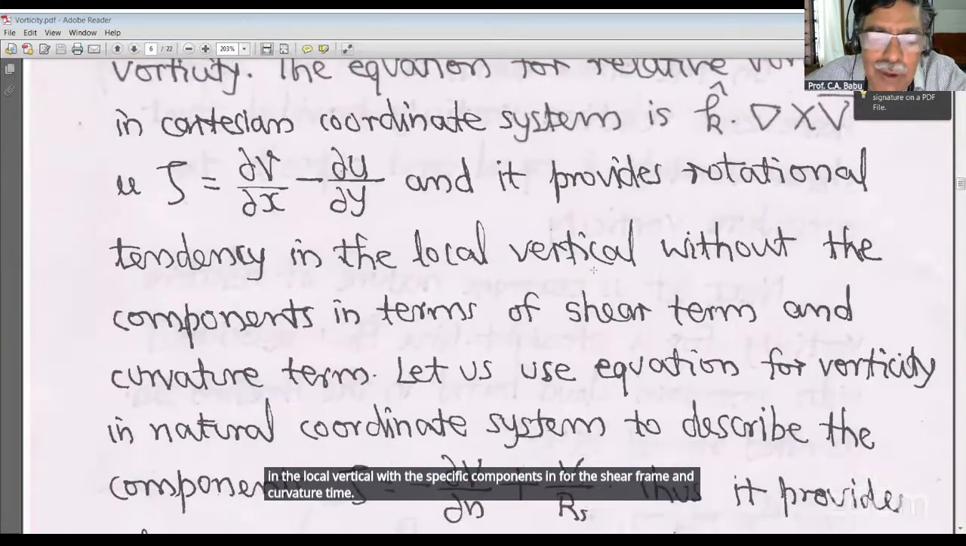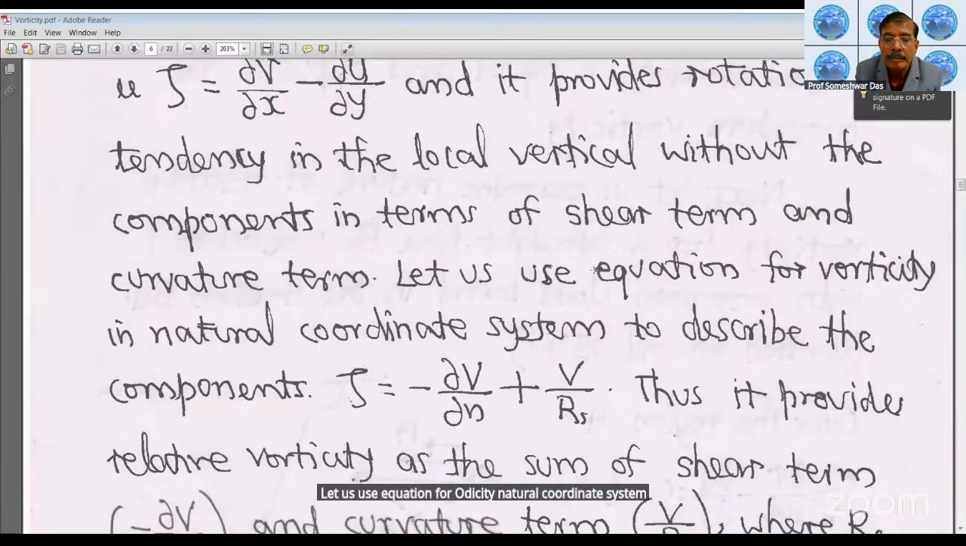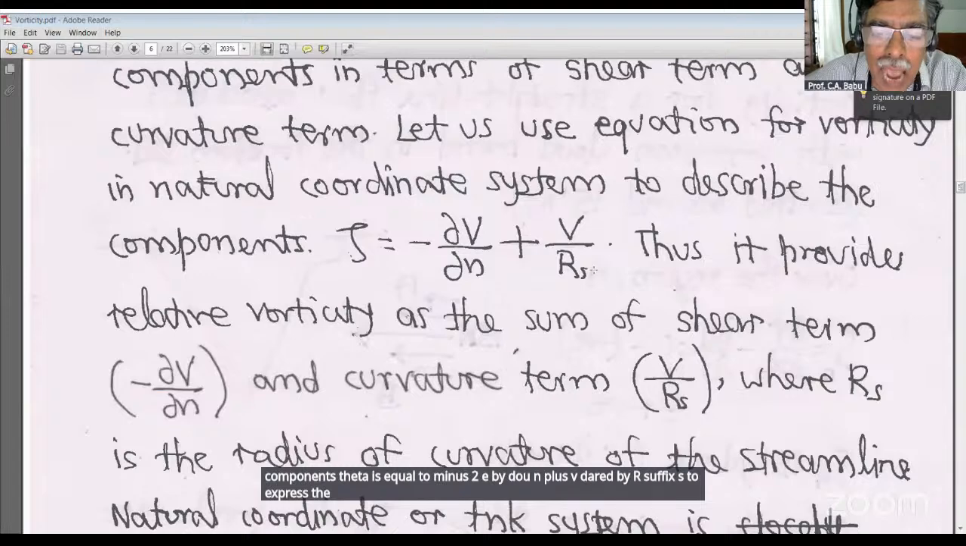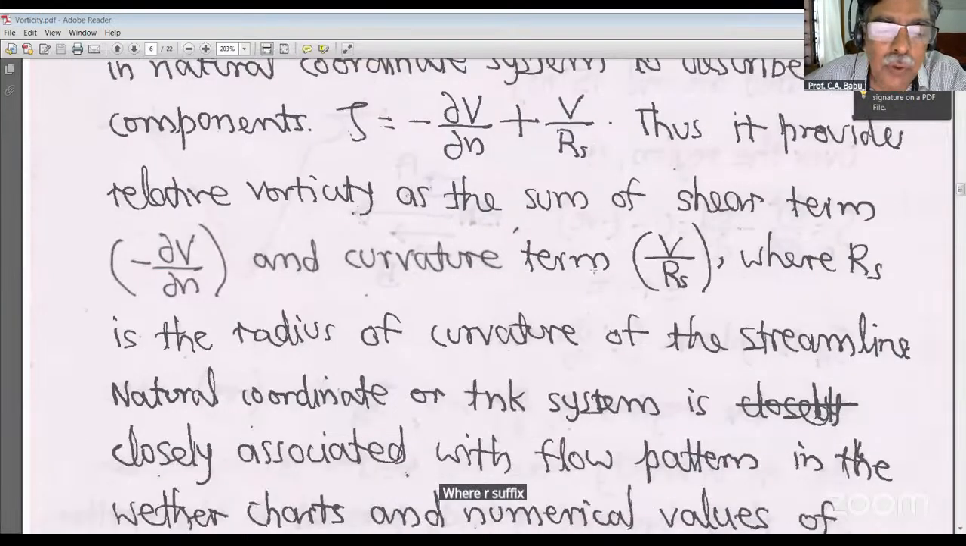Let us use the equation for vorticity in the natural coordinate system to describe the components. Theta is equal to minus ∂V/∂n plus V divided by R_s, to express the relative vorticity as the sum of the shear term, that is minus ∂V/∂n, and the curvature term V divided by R_s, where R_s is the radius of curvature of the streamline.